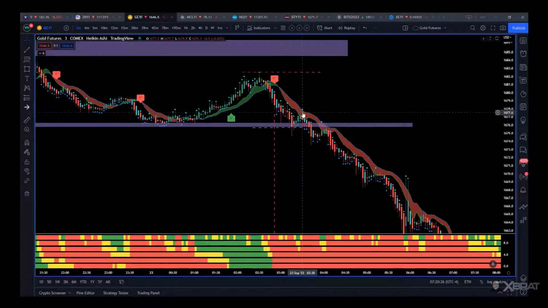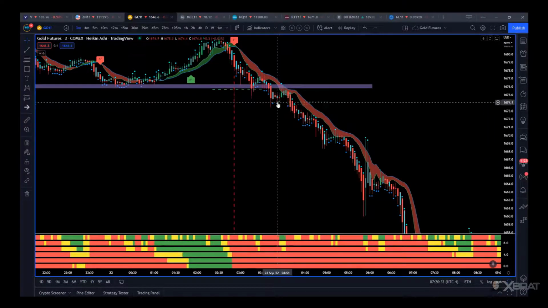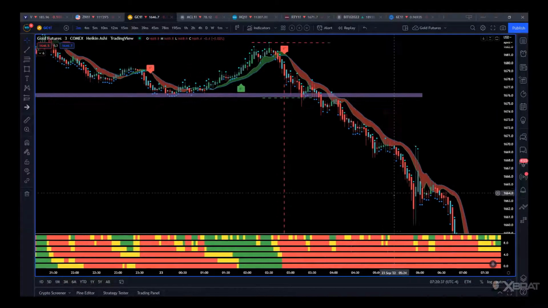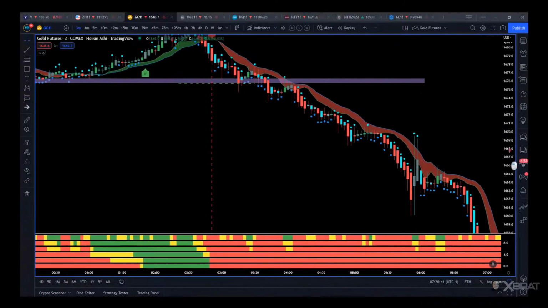Pulls back up a little bit, but look at the manager ribbon here. It's all red. All red. So this little pullback again at this point here, lower than average volume. We get one higher than average volume candle here, green candle, concerning, but look at the behavior.